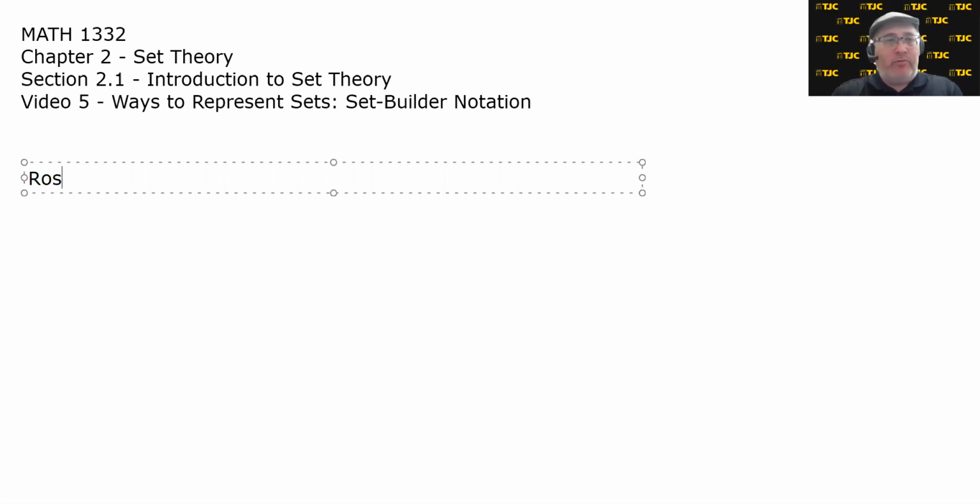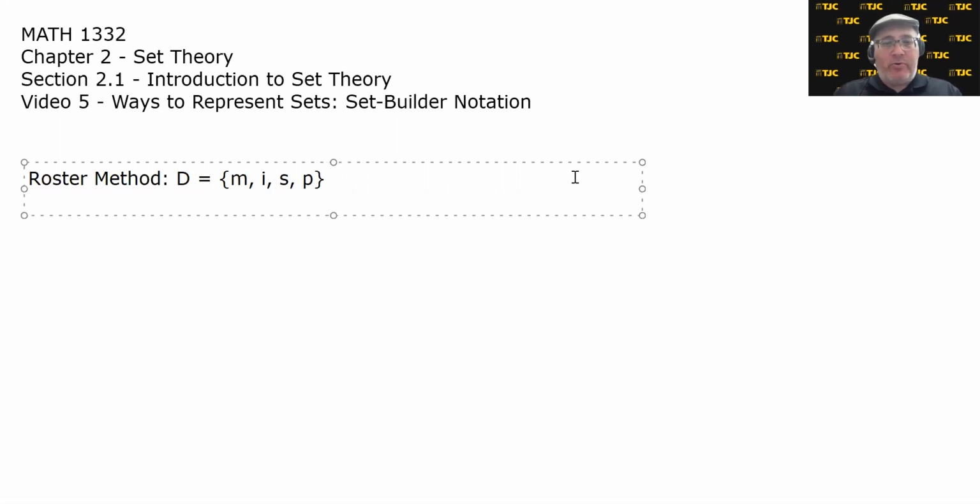One was called the roster method. The roster method was where we listed the elements in a set in a pair of braces. So for example, we could say the set D contains the letters M, I, S, and P.